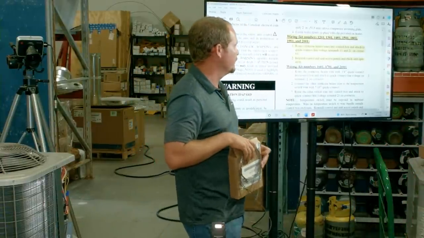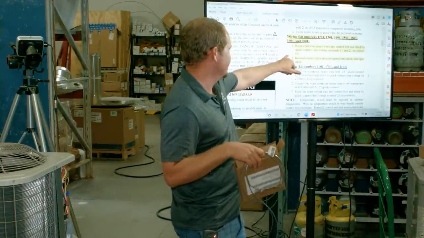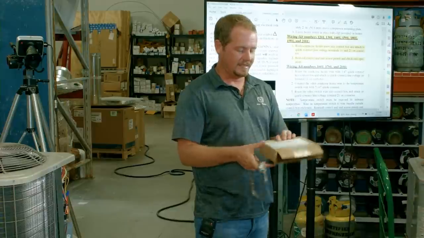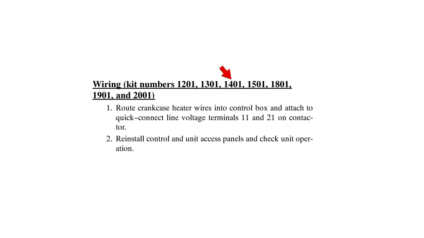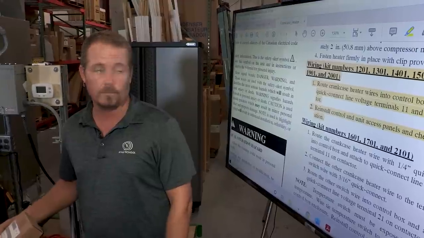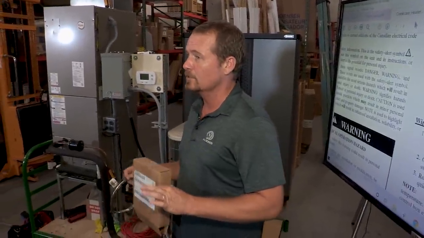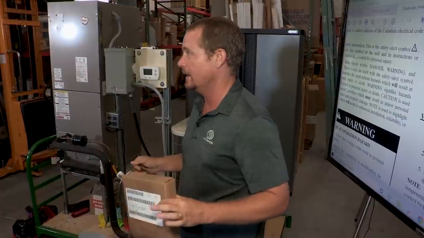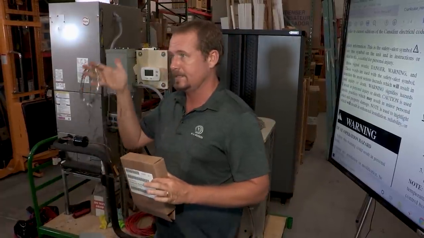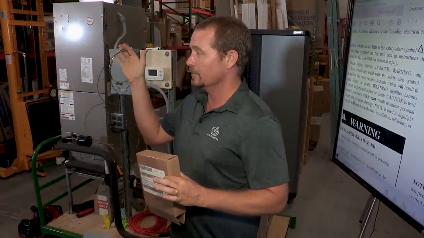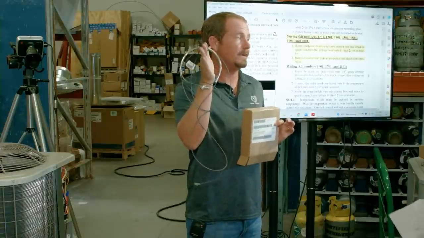Now, you're going to notice here, if we look at the guide, it says for this kit, because this kit is kit number 1401, that's the one that's designed for this unit, it says route crankcase heater wires from the control box and attach to quick connect line voltage terminals 11 and 21 on the contactor, reinstall the control. That's the wiring part. Very simple. Now, you're going to notice it doesn't say use a line thermostat or a compressor thermostat or any kind of thermostat, which means that this needs to still shut off somehow. So how is it going to shut off?